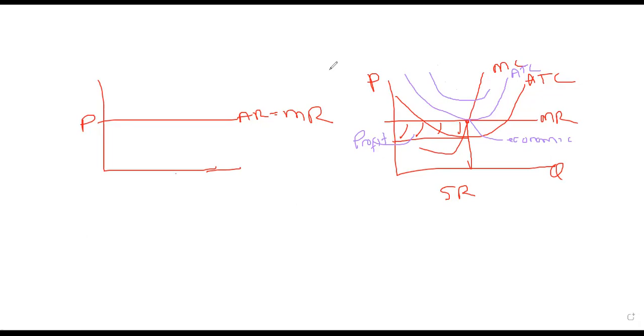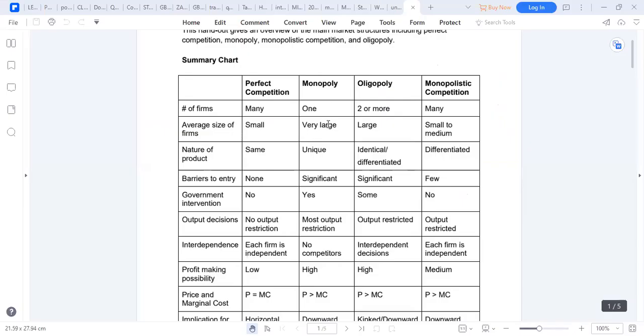Then we go to another market structure, which we call a monopoly. A monopoly here, there's one major firm. This firm should sell unique goods and services. In your mind, you should have Zesco. Then the average size of the firms is very large. So these are firms that have economies of scale, and there are significant barriers to entry, meaning in this market structure, you can't easily enter or leave the market.